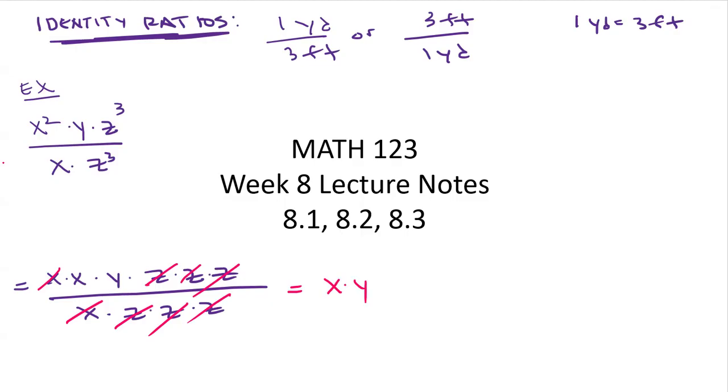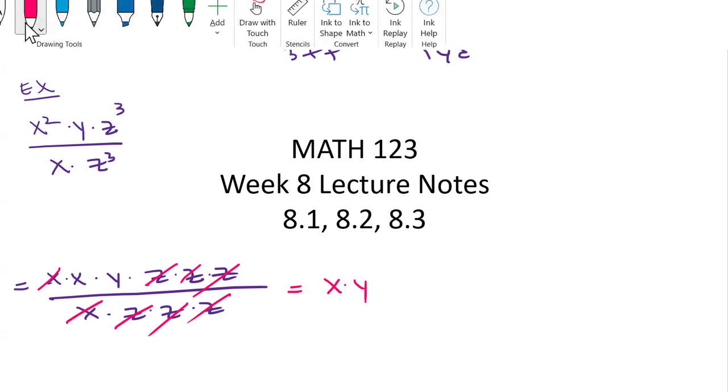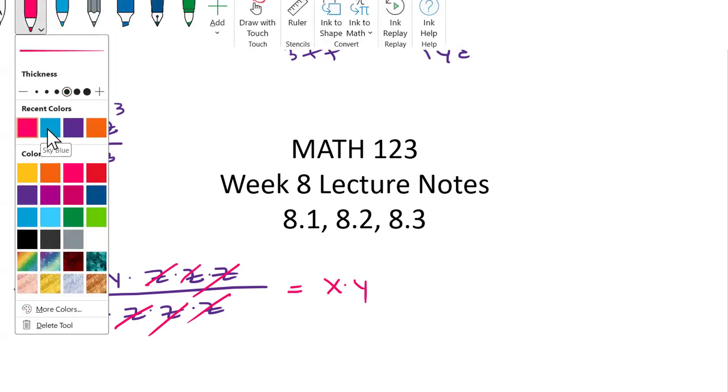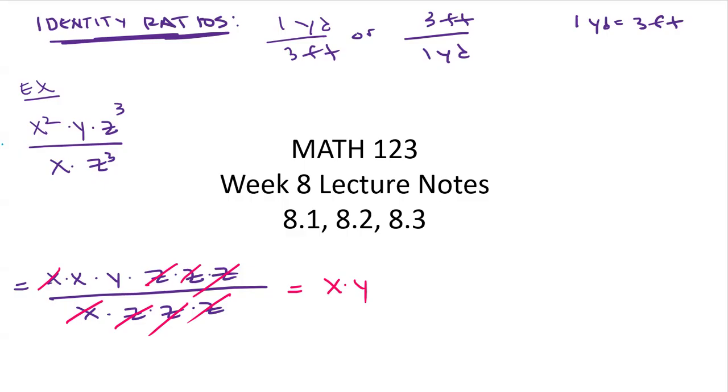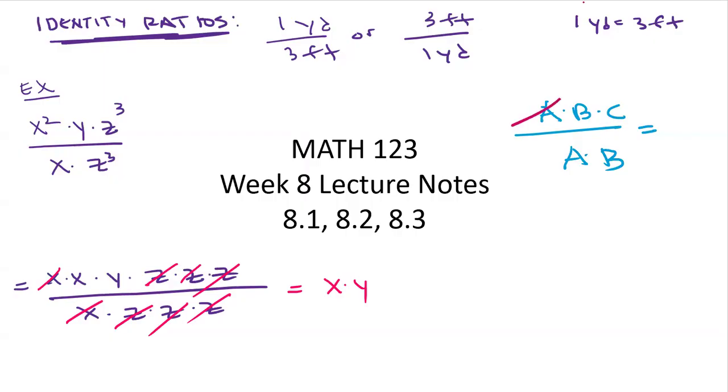I'm going to keep doing this just to hit home that this is what you're going to be doing when we do the dimension analysis. Let's say we have A times B times C, and we have A times B. What's going to be our answer there? This A is going to pair up with this A, so they cancel each other. This B is going to cancel with this B. So we have C left over.